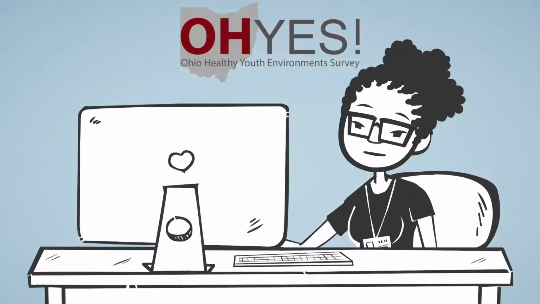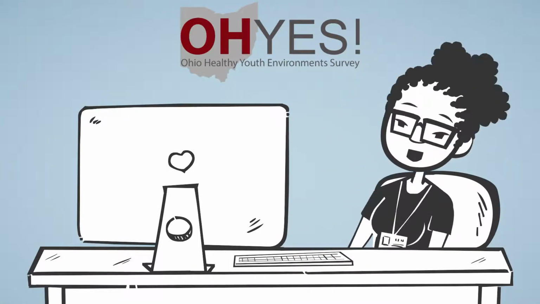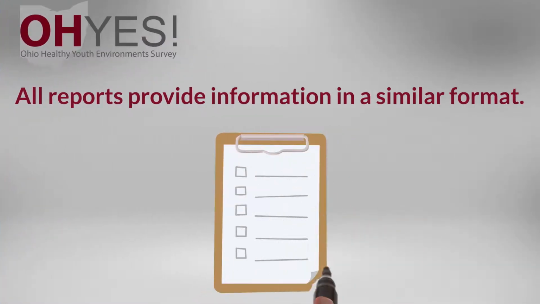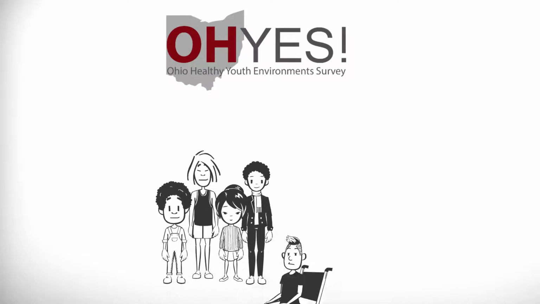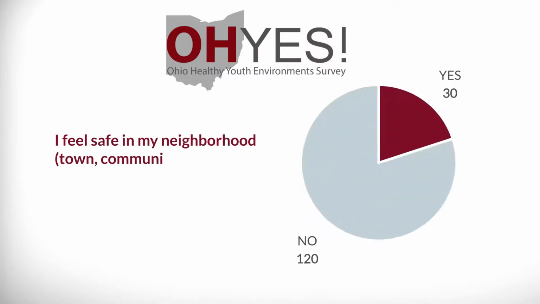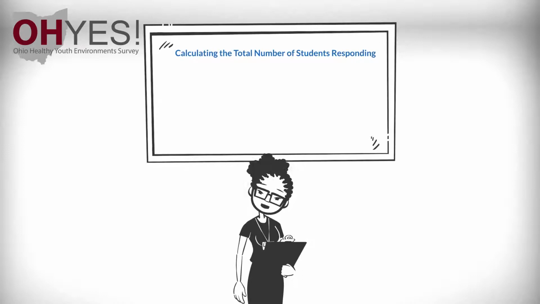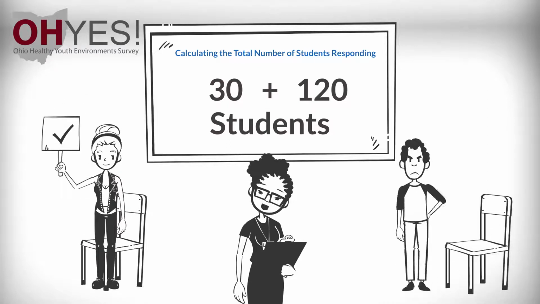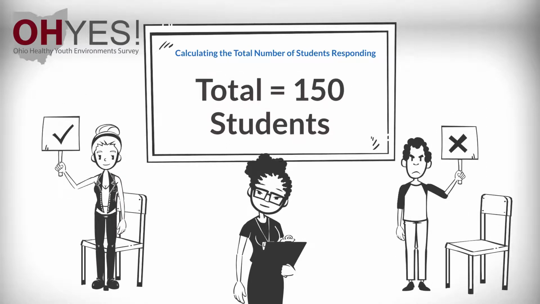What types of data are reported for the OHYES survey? Only summary statistics are reported for the survey and not individual source data. All reports provide information in a similar format. The number of students selecting each response option is reported. For example, 30 students chose yes, and 120 students chose no in response to the item, "I feel safe in my neighborhood, town, community." The total number of students responding is reported.